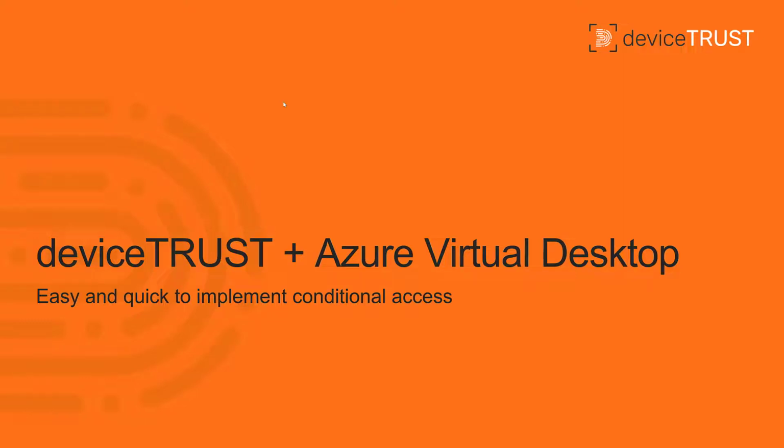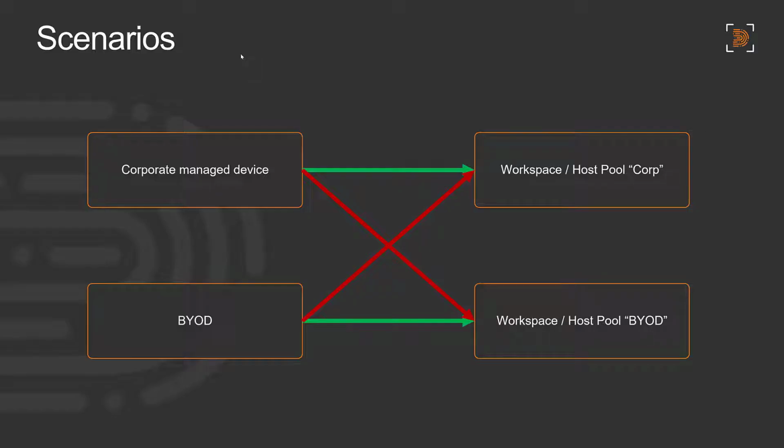In this video, I will show you how you can control access to applications in Azure Virtual Desktop utilizing deviceTRUST and our context-based approach. Now, deviceTRUST can be used to control a variety of properties and of context information. In this example, we will focus on the information if the accessing device is managed by the company or if it is a bring your own device.